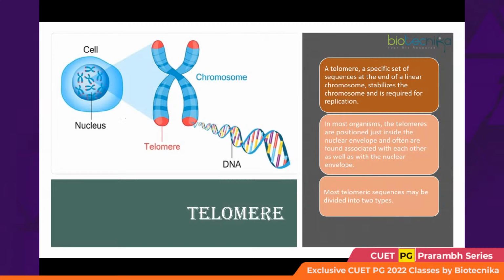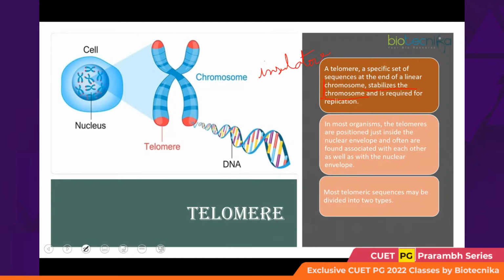Now coming to the telomere. So where are telomeres present? They are present at the tips of the chromosome, these red regions. They are the telomere: a specific set of sequences at the end of the linear chromosome. What is the function? It stabilizes the chromosome, and it is required for replication as well. Now see, these telomeres kind of act as insulators.